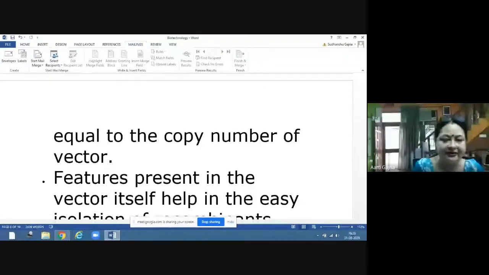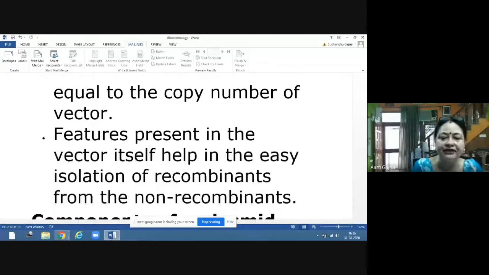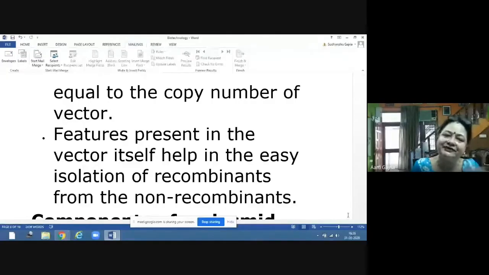Now, features which are present in the vector itself help in the easy isolation of recombinants from the non-recombinants. We have seen what is recombinant. Recombinant is the DNA which is formed by the combination. So when the desired gene has been combined with the plasmid DNA, then it becomes recombinant. Now, to separate the recombinants from non-recombinants, we require selectable markers, and these are also present in the vector itself.